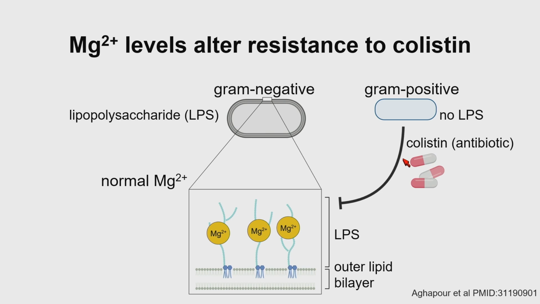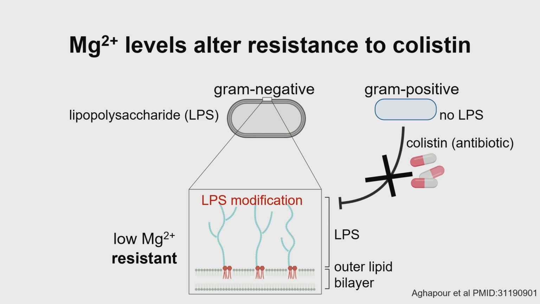And therefore, in this condition, that will lead to cell death if the gram-negative bacteria sees colistin. And that's why colistin has been used as a last resort antibiotic to treat a lot of multi-drug resistant bacterial infections in the clinic. However, in the low magnesium condition, bacteria actually will modify its LPS and prevent the binding of the colistin. Therefore, in this condition, bacteria become resistant.